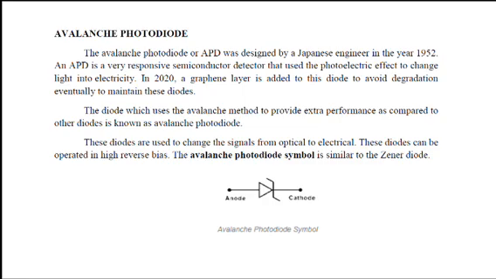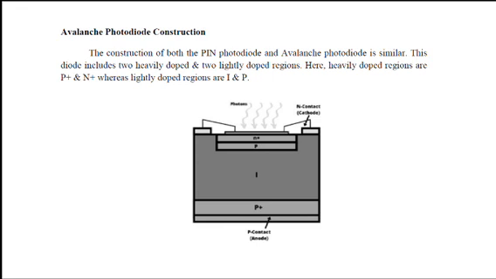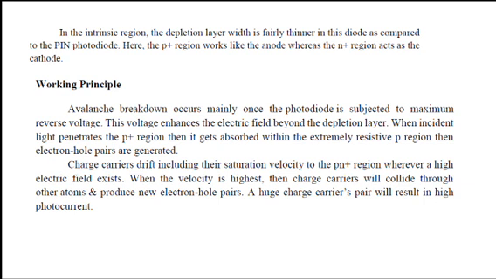And the next one is the avalanche photodiode. This was also designed by a Japanese engineer, and this diode produces extra performance when compared with other diodes. That's why we call it the avalanche photodiode. It is used to convert signals from optical to electrical, and it has a high reverse bias. The construction consists of 2 heavily doped and 2 lightly doped regions, that is P plus and N plus, whereas the lightly doped ones are I and P.